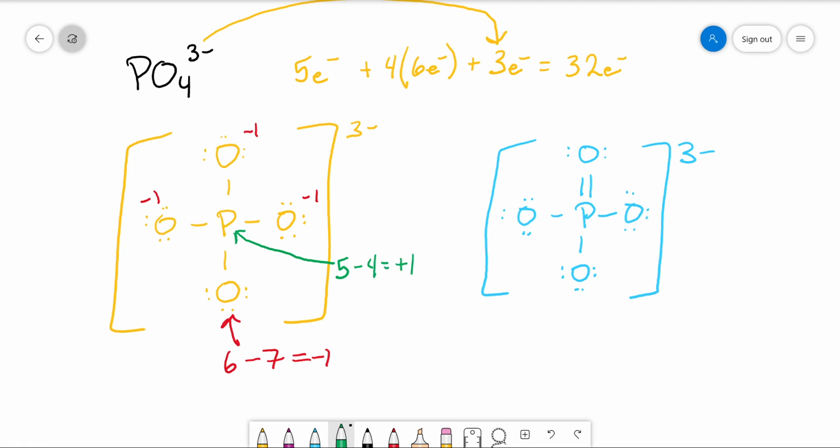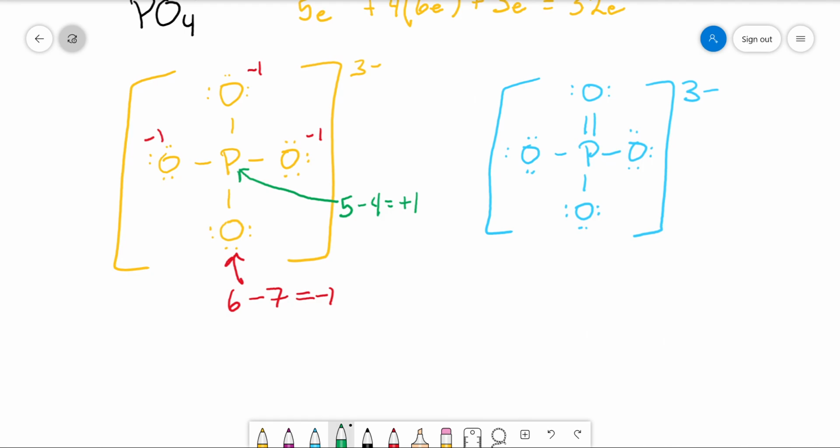Okay, pretty simple. We add all these up, and they will sum to -3. So we have 4 -1 charges and 1 +1. So +1 plus 4 times -1 is -3, which is the charge on the polyatomic ion. If they don't sum up to give you the correct charge, you've done something incorrect. So that's a pretty good indication that you can use when you're doing these. All right, so we already know that this is -1, that's -1, and that's -1.